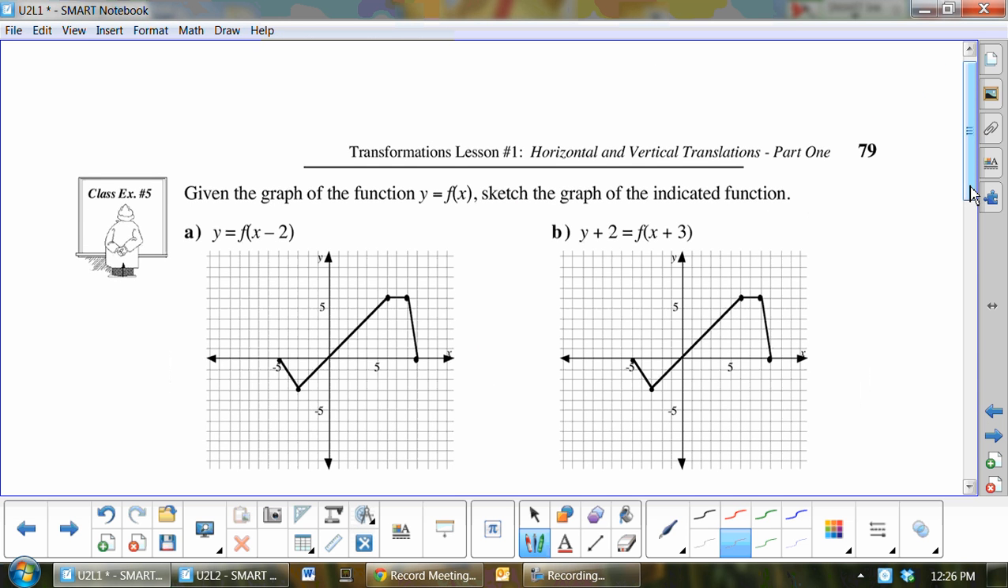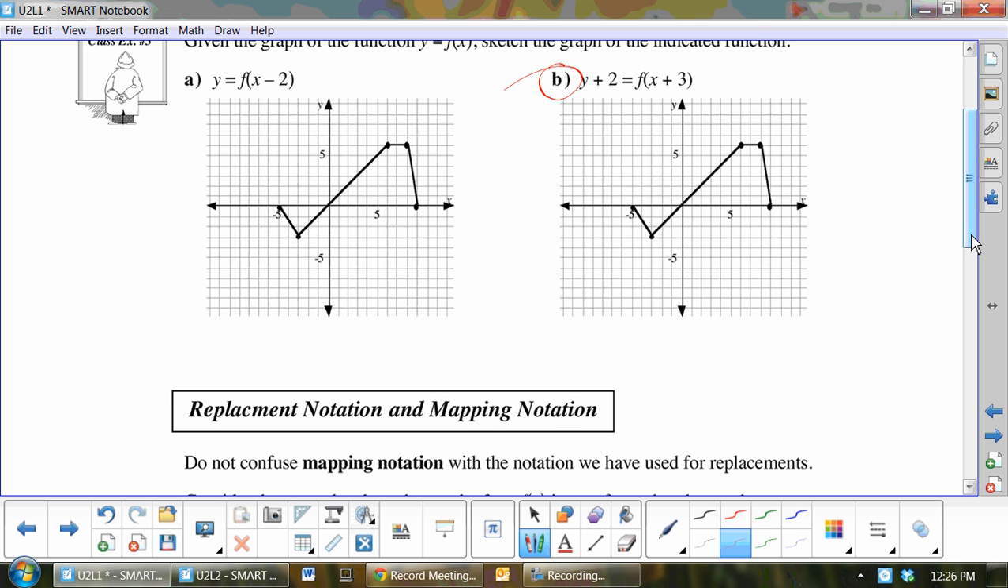Okay, let's just do B here. So if we have y plus 2 equals f of x plus 3. Now, in words, actually, I need replacement and words. What's happening? What's going to happen to this graph? Jessica? Give me replacements first. Okay, so now the words. So now you need to take this graph and move it 2 units down, 3 units left.